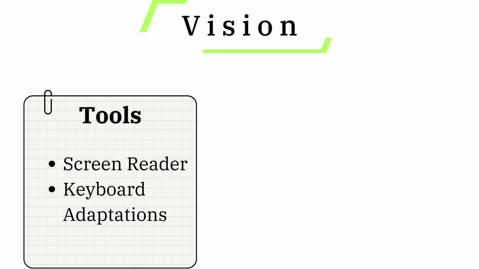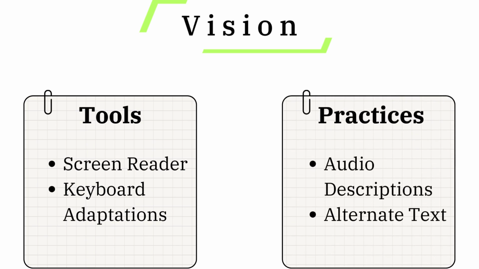As a designer, here are some things you can do. Add audio descriptions along with your text. Provide learners with alternative text. For example, if you have a picture of a chart with some data, adding alternate text is important so that the learner knows what they're looking at.